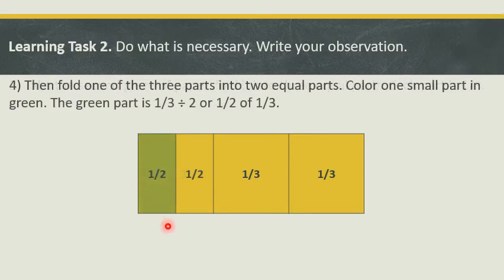Tapos, yung isang 1/3 daw, hatiin daw natin sa dalawa. So, kung hahatiin natin sa dalawa, so 1/2, 1/2 yan. So, ibig sabihin, ito po ay 1/2 ng 1/3. Kasi 1/3 itong buo na to na hinati natin sa dalawa.